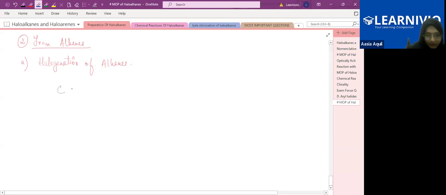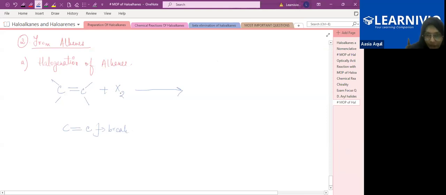Let's take ethene. So this is your ethene. When you take X2, the halogenation of alkene will give you a vicinal dihalide. So what will happen over here? This carbon-carbon double bond will break, and a new bond will form with this X.